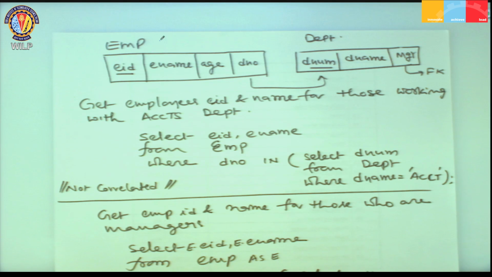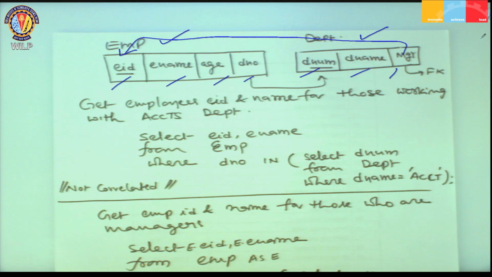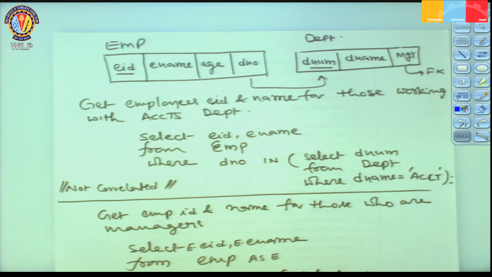Assume an employee table with employee ID, employee name, age and then D number. We have a department table with DNUM, DNAME and another attribute called MGR, which is a foreign key that refers to the employee ID, indicating who is the manager of the given department. Now we need to get the employee ID and name of every employee who is working in the accounts department. For this, I can write a nested query.